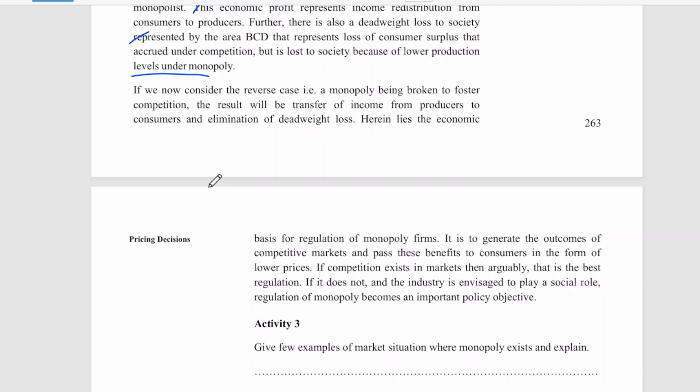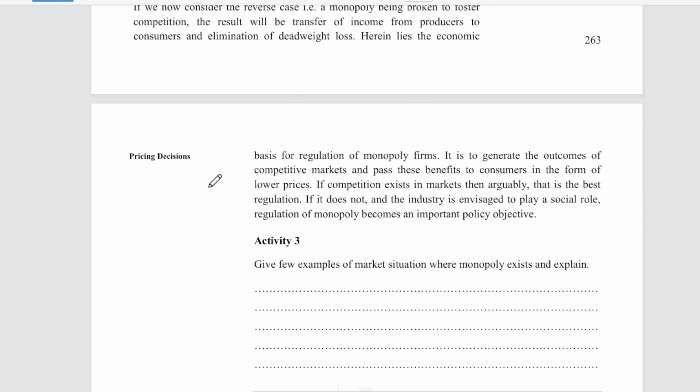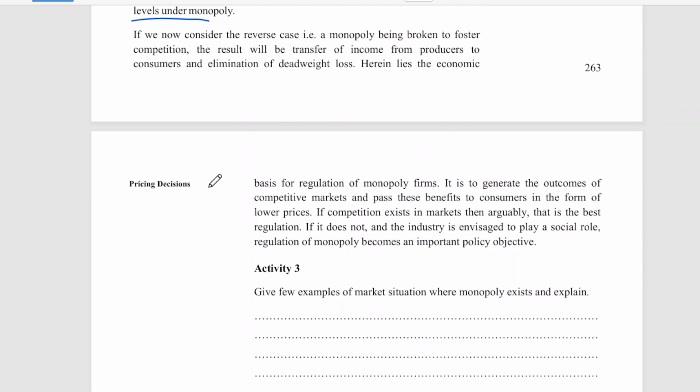It is to generate the outcome of a competitive market and pass this benefit to consumers in the form of lower prices. And if competition exists in the market, then arguably that is the best regulation. If it does not and the industry is envisaged to play a social role, regulation of monopoly becomes an important policy objective. Activity 3 is based on this section.